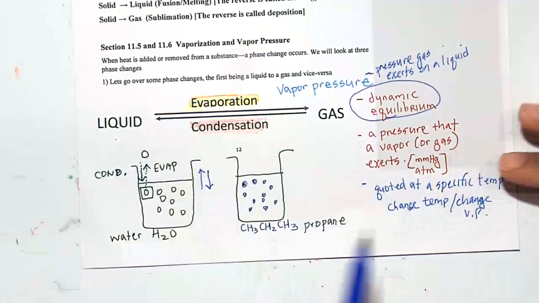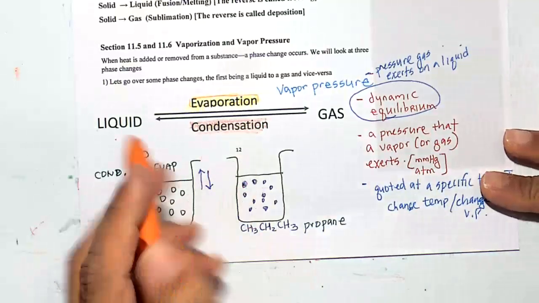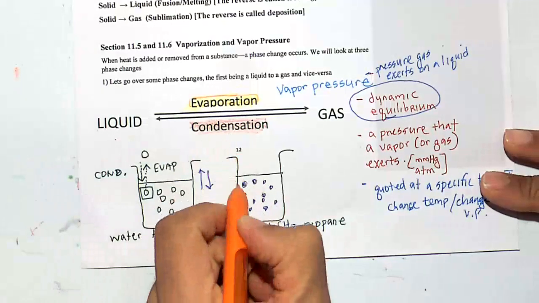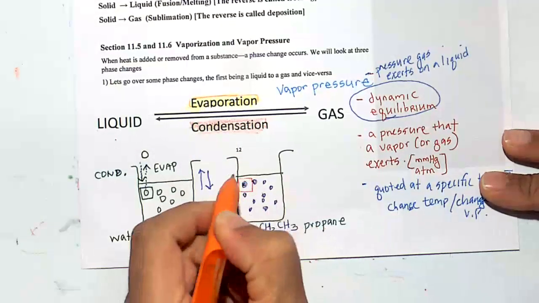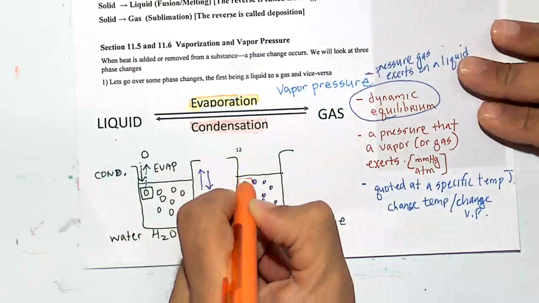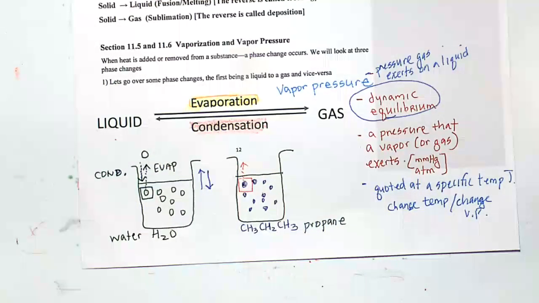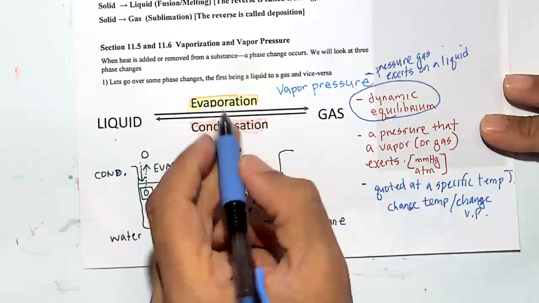Same thing with this beaker of propane. Look at one molecule of propane. It can break free. What do I mean by breaking free? It will evaporate.